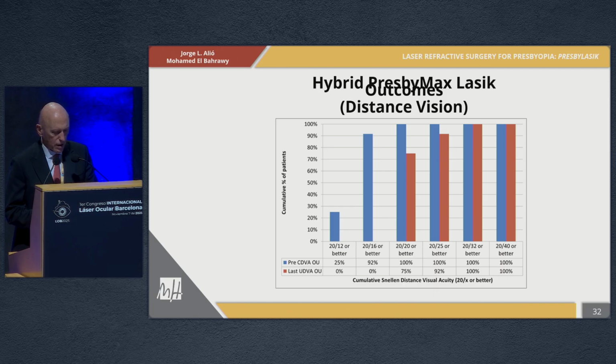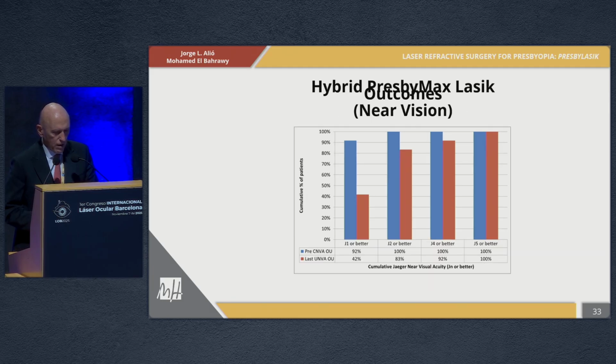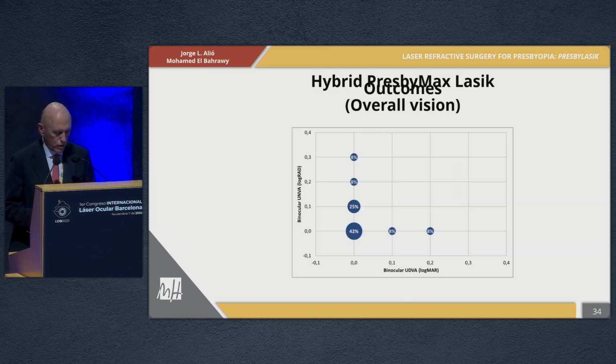These are the distance results, 20/32 or better in 10%. Well, you see them in the table here and below. As far as near vision, uncorrected vision was, as you see, 92% J2 or better, and also you see the lower column. And so these are the accumulation of results published until now.